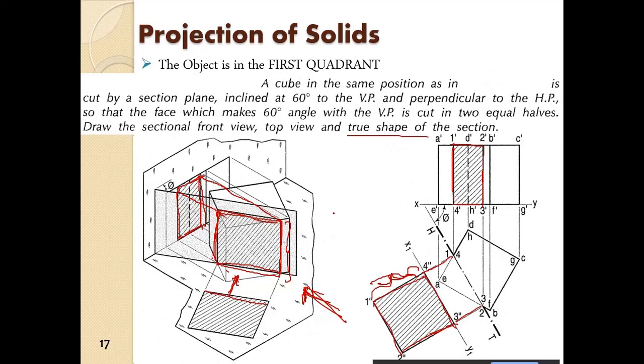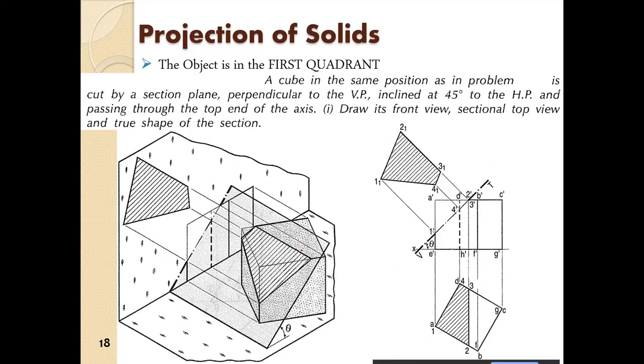So now here it was inclined to the vertical plane and it was perpendicular to the horizontal plane. So in this case it is perpendicular to the vertical plane and is inclined to the horizontal plane. Okay, and this is the true shape of the intersection plane. So again, the first step is we draw the top view only.